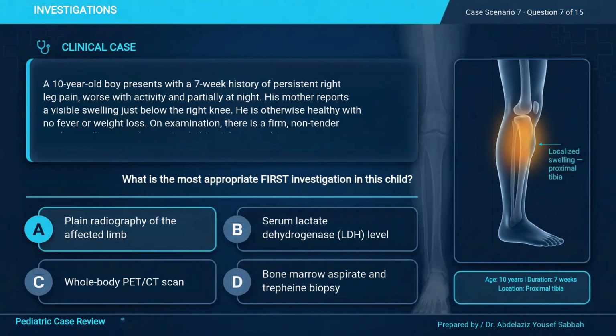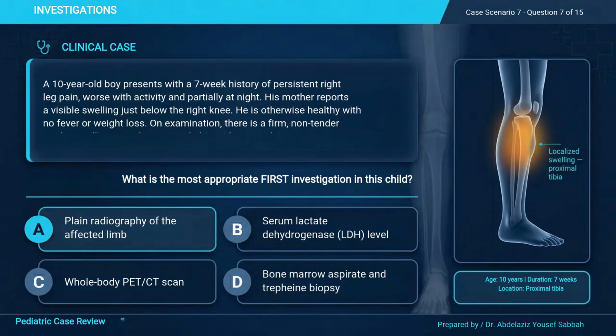Case 7. A 10-year-old boy presents with a 7-week history of persistent right leg pain, worse with activity and partially at night. His mother reports a visible swelling just below the right knee. He is otherwise healthy with no fever or weight loss. On examination, there is a firm, non-tender swelling over the proximal tibia with no overlying erythema.